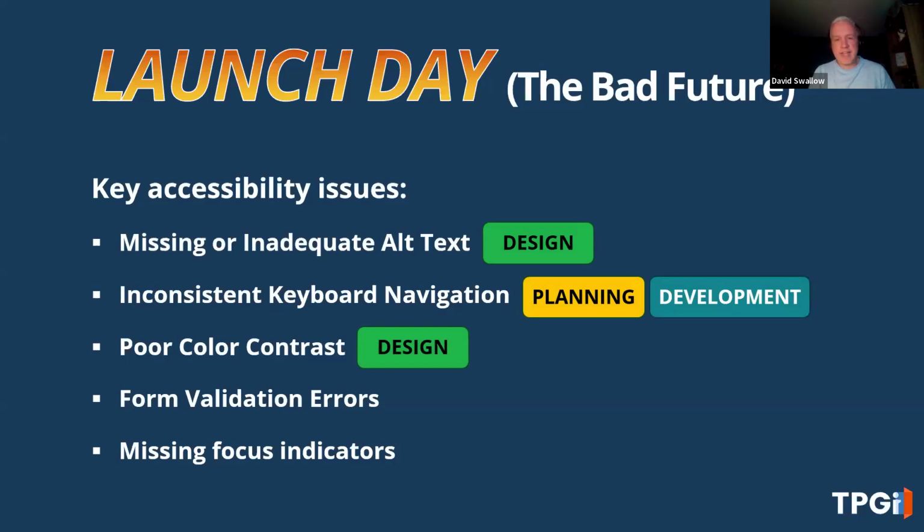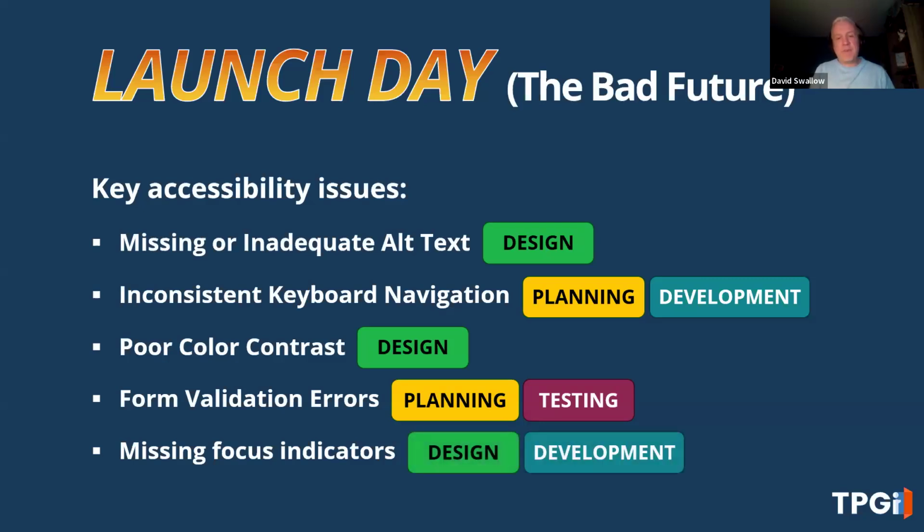Poor color contrast, that might have started in design when branding decisions weren't reviewed for accessibility. Validation errors not being announced, that could have been caught during testing, but accessibility tests weren't prioritized in planning, leaving no resources or time allocated for thorough QA. And missing focus indicators, that might have started in design and again in development when they weren't implemented correctly.